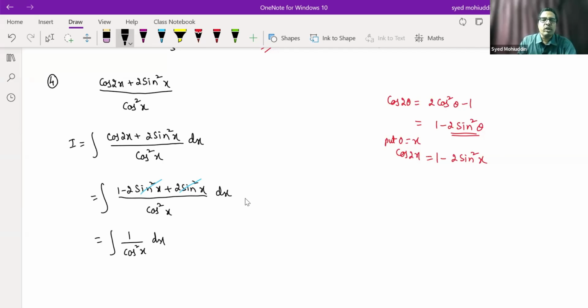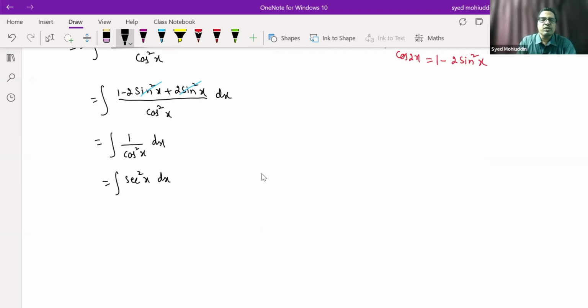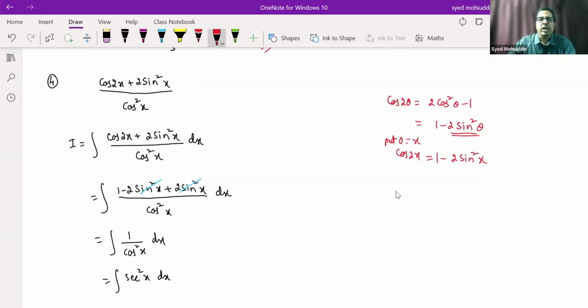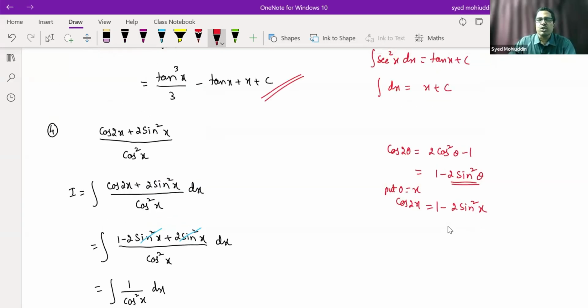But we know 1 by cos square of x is what? Secant square of x into dx. And in the previous example, we have seen integration of secant square of x is nothing but tan x plus c. So that's the final answer. Very simple. But the only thing is you have to get an idea on converting cos 2x as 1 minus 2 sine square of x.